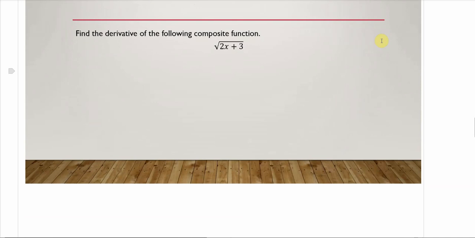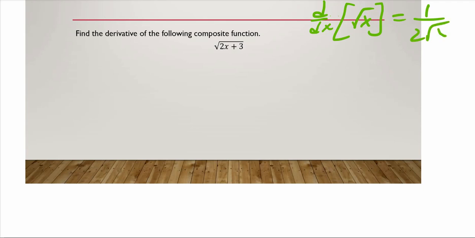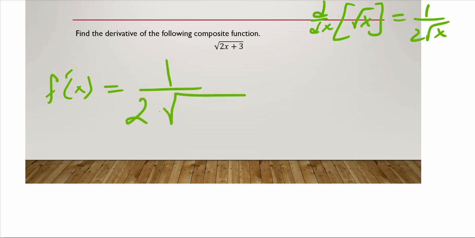So find me the derivative of square root of 2x plus 3. Now, I want you to go back, and I told you to memorize the derivative of the square root of x. What's the derivative of the square root of x? Oh, the answer is 1 over 2 square root of x. So I see a square root, so the derivative of that is going to be 1 over 2 square root of 2x plus 3. All right?